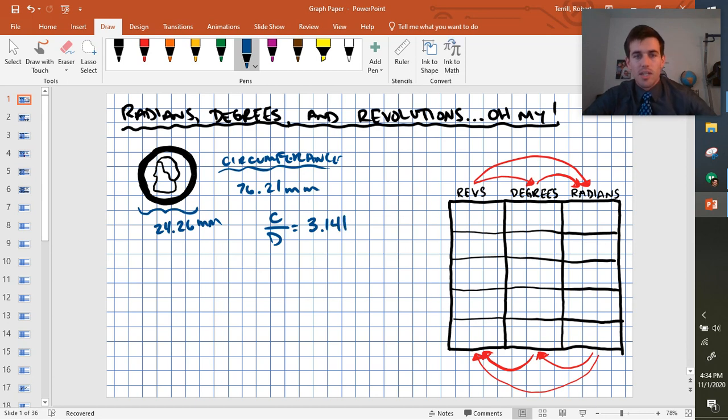3.141 approximately. First thing to mention is that number is actually unitless. Since this was millimeters over millimeters, the units just canceled, and we got the value 3.141. That's what I got with this, and obviously there's limits to how accurate it is because of how well I can measure the diameter and circumference.